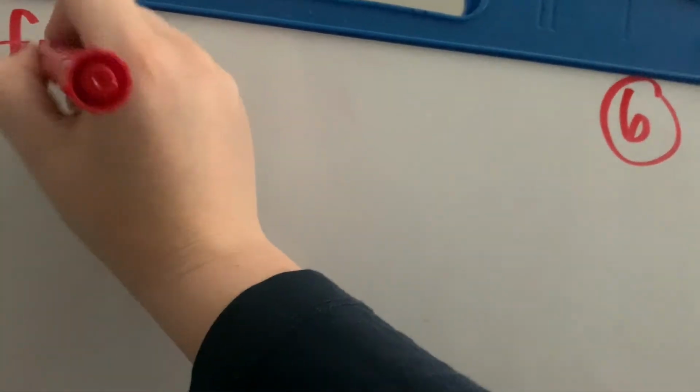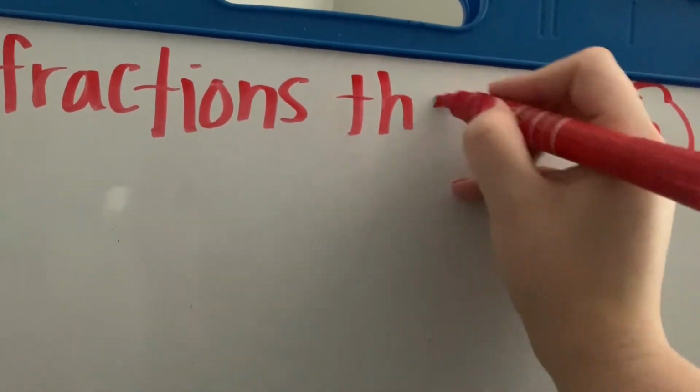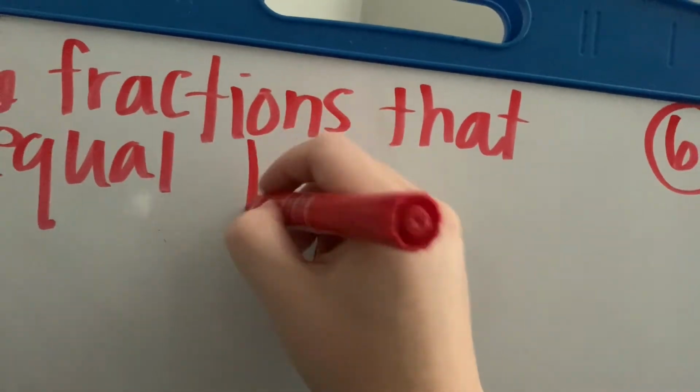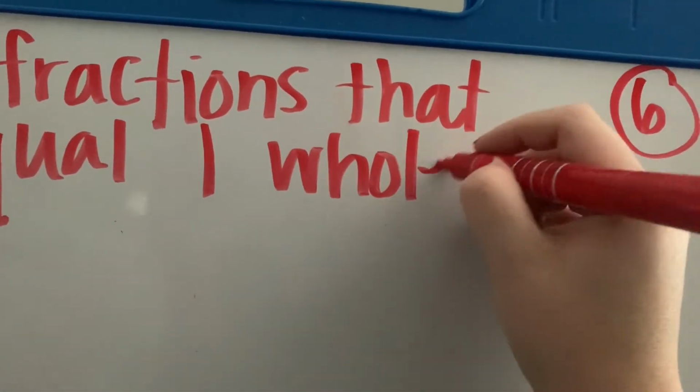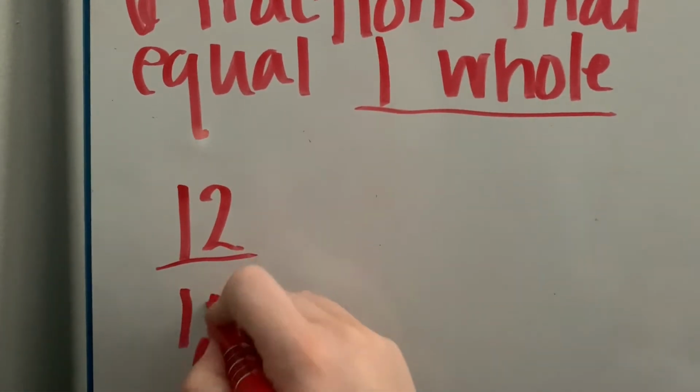What I want you to do on a separate sheet of paper is write down as many, and by as many I mean, let's say, give me 6 fractions that equal 1 whole, okay? So I'll give you one to start. I'm gonna go with 12 twelfths, okay?